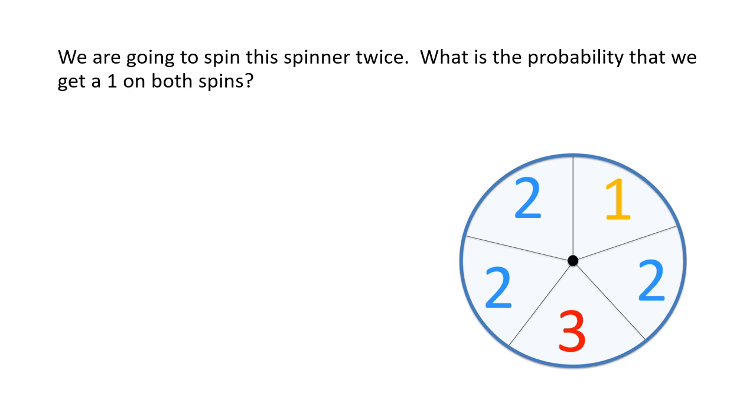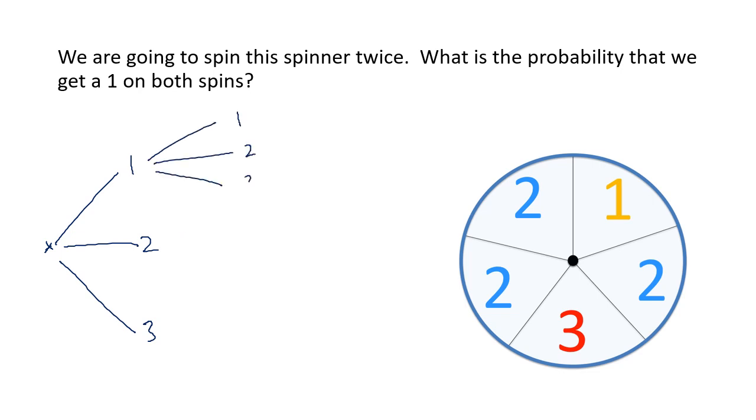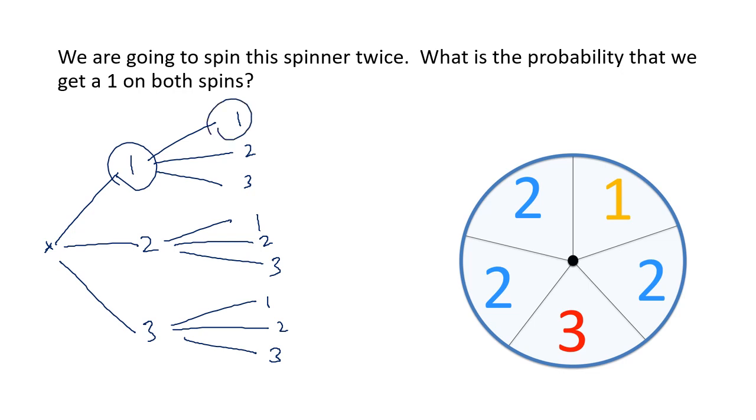So I've got my spinner here. I've got three outcomes. I can get a 1, a 2, or a 3. So I'm going to draw my tree diagram. Here's a 1, here's a 2, and here's a 3. And then from this, on my second spin, I've got three outcomes. 1, 2, 3, and then also three outcomes. 1, 2, 3. So the probability to get a 1 on both spins, there's one way for that to occur. And then I've got 1, 2, 3, 4, 5, 6, 7, 8, 9. So 1 out of 9. This seems like a natural answer.